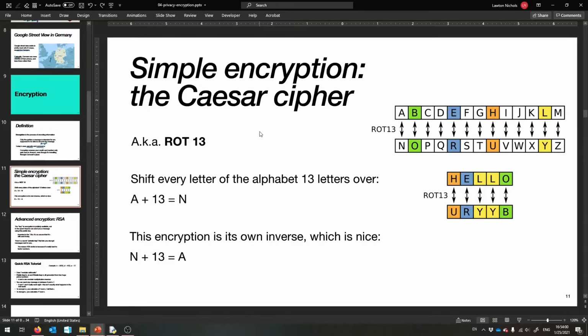Okay, so let's talk about how to encrypt something. Here is the simplest form of encryption, and it's called the Caesar Cipher, or ROT13 is how I will pronounce this. And the ROT stands for rotate. All right, and here's how you encrypt something using the Caesar Cipher, using ROT13.